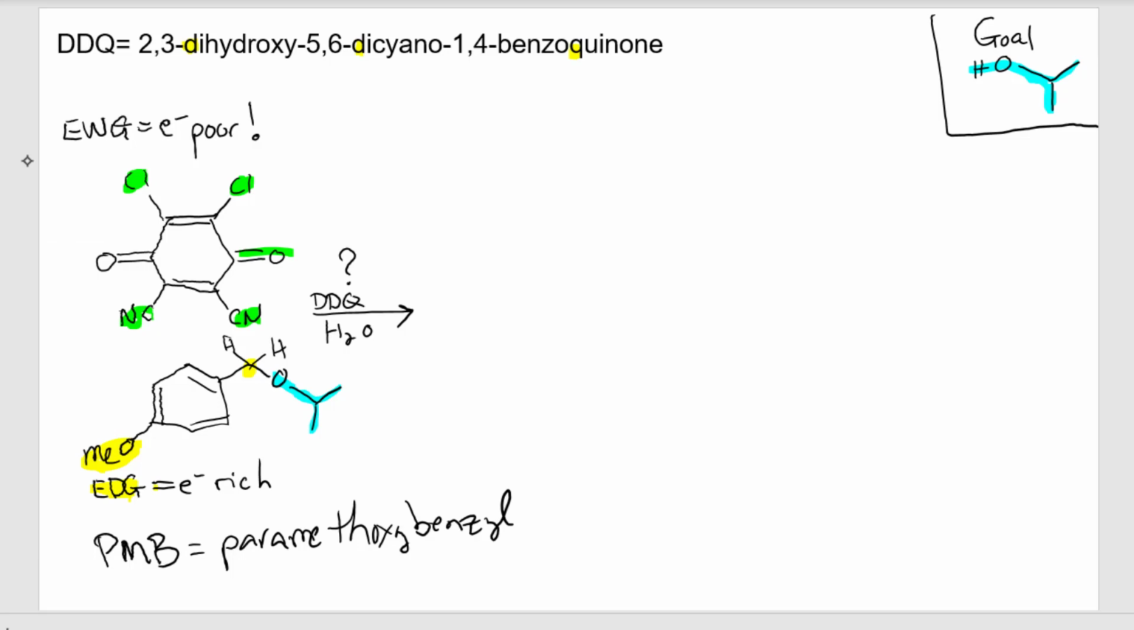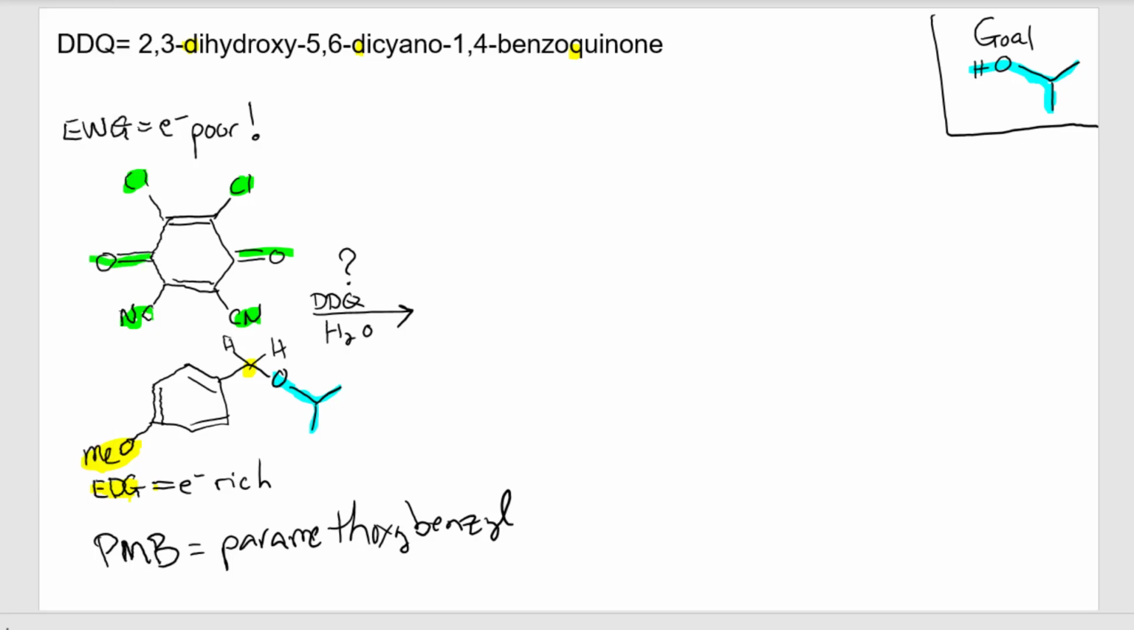The way that we're going to remove the PMB group is using a reagent called DDQ. DDQ stands for 2,3-dichloro-5,6-dicyano-1,4-benzoquinone. Ugh, that's a mouthful. Hence we call it DDQ. And some water typically.